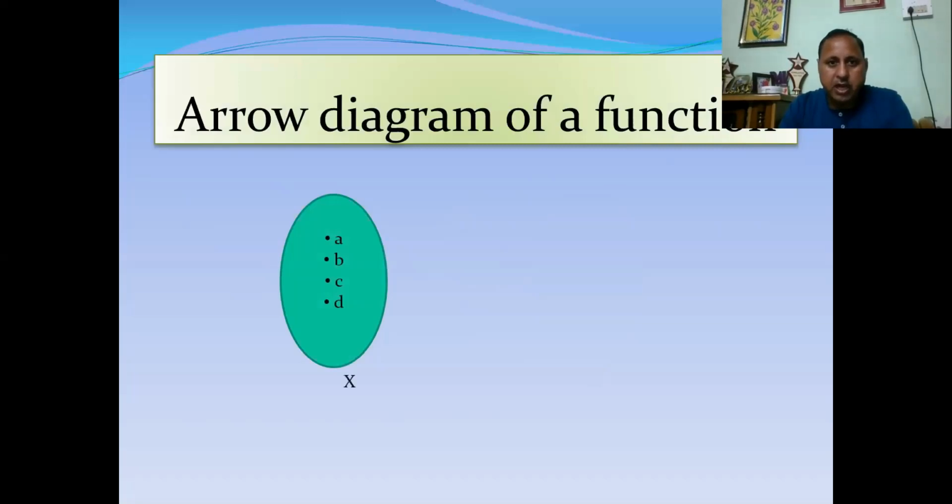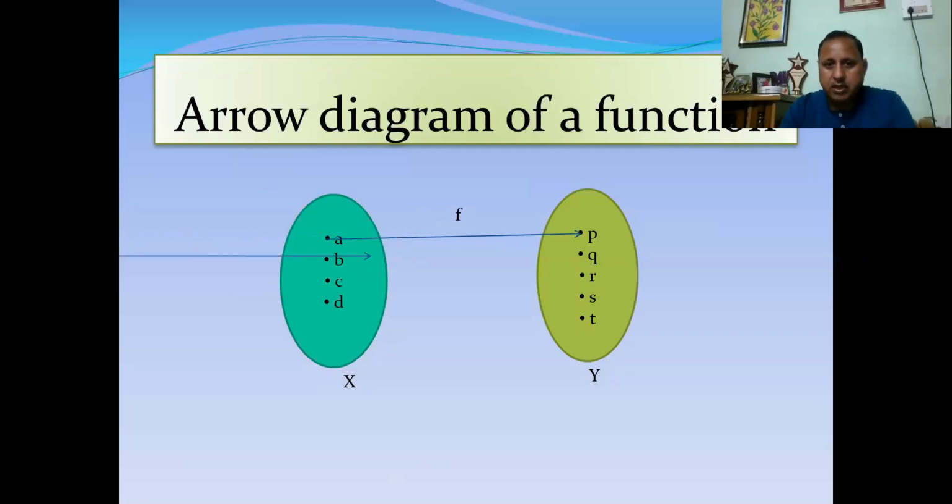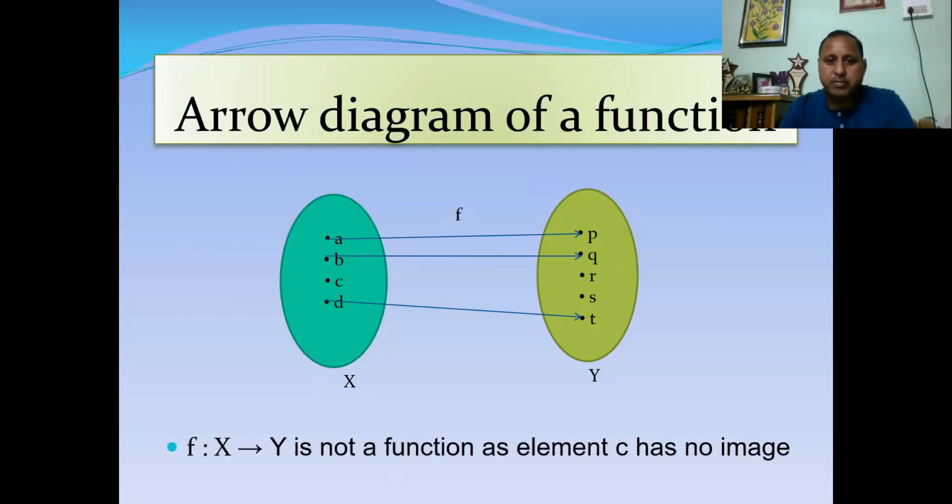Okay, another arrow diagram for you people to understand. See here, set X and set Y I have given, and see the rule. You will observe now. See, A is associated with P, B with Q, D with T. Is it a function? Yes, think. Very good. You can say that this one is not a function because C has no image. So that is why this one is not a function. Okay.